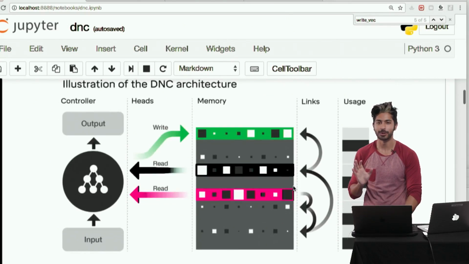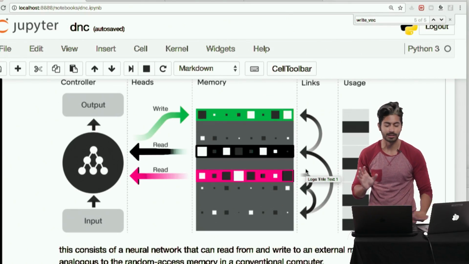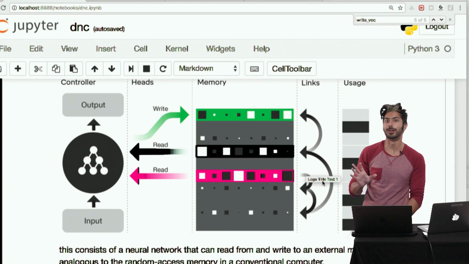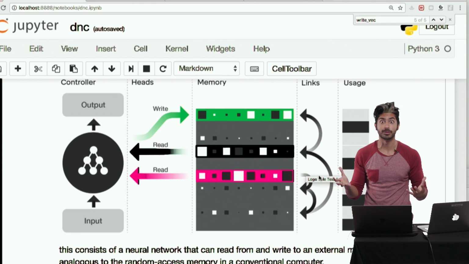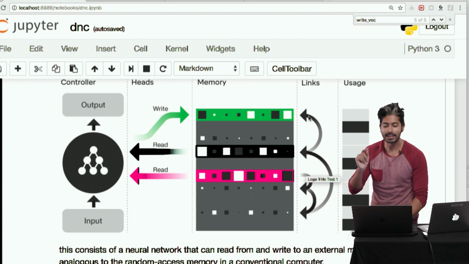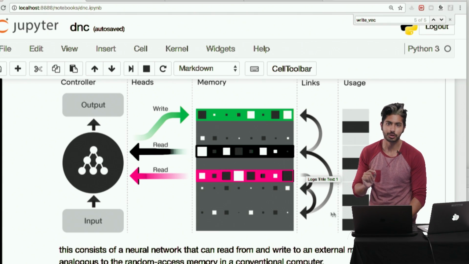I love the terminology here. I love how DeepMind uses neuroscience terminology, because they have actual neuroscientists working on their team. They added this temporal link matrix. So you see these arrows pointing to different rows in this memory bank, or memory matrix.